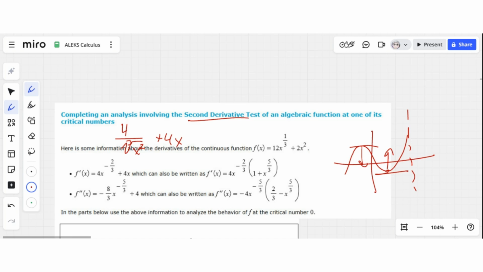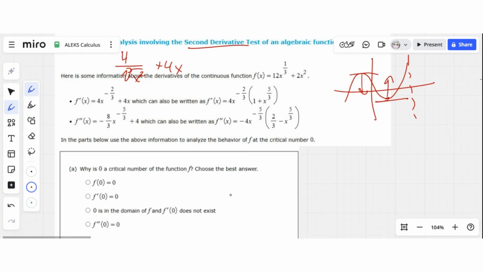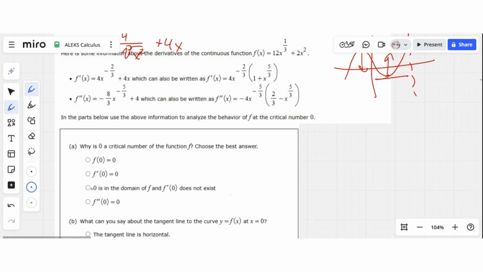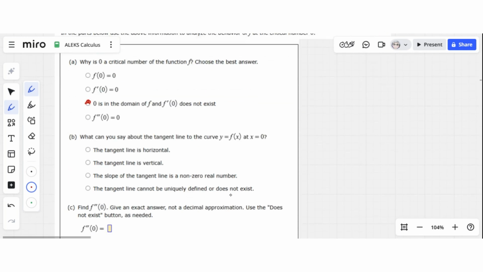The way that happens is when you have a function that goes vertical for a while, perfectly up and down. At that point, the first derivative is not going to exist, or it's going to be undefined, but the function itself could still be continuous. So why is 0 a critical number of the function? 0 is in the domain, but f prime of 0 does not exist. Okay, we don't have a slope for that. It's undefined. All right, what can you say about the tangent line to the curve? Well, in this particular case, when the point is on the function, but you can't compute a slope for the tangent line, that means it's vertical. So we can say the tangent line is vertical.